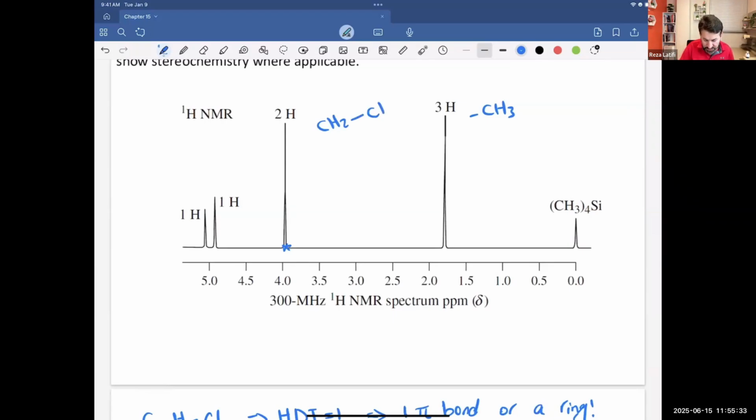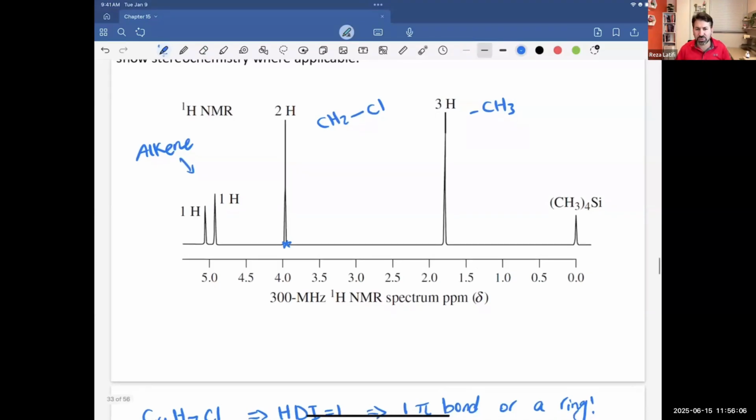And how about the alkene? Where should I see alkene hydrogens? I should see them somewhere between 4.5 to 6. So I'm going to say those are alkene hydrogens. Now I need to talk about whether they are sitting on the same carbon or different carbons. So I see CH3 and CH2.